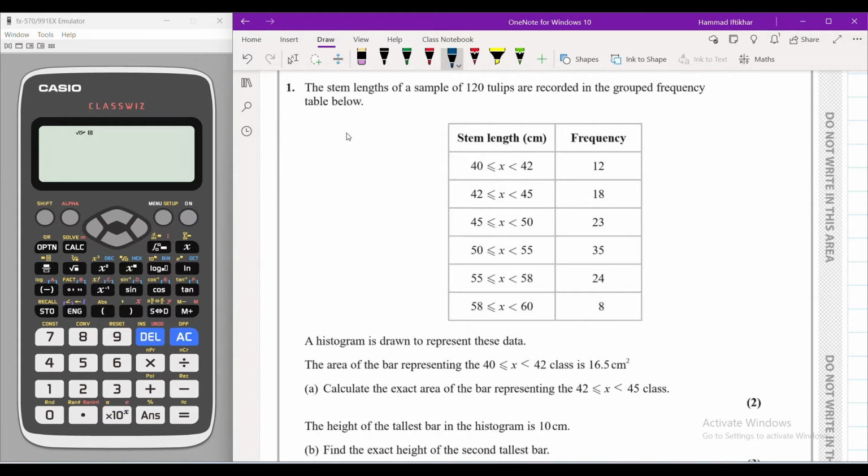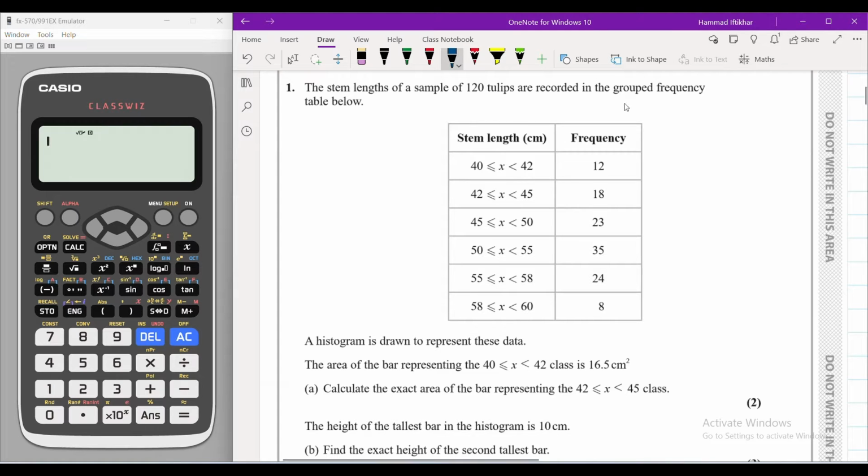So question number 1. The stem lengths of a sample of 120 tulips are recorded in a grouped frequency table. A histogram is drawn to represent these data. The area of the bar representing the 40 to 42 class is 16.5 centimeters squared. Calculate the exact area of the bar representing 42 to 45.